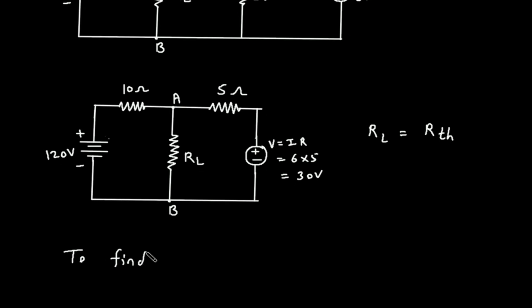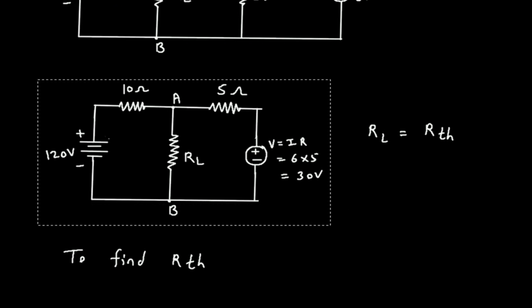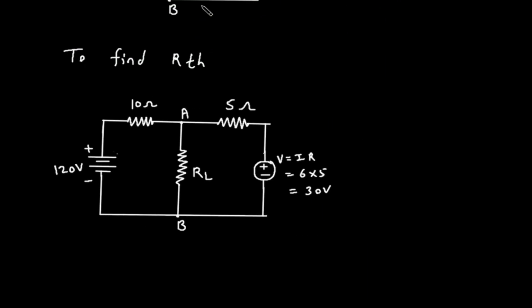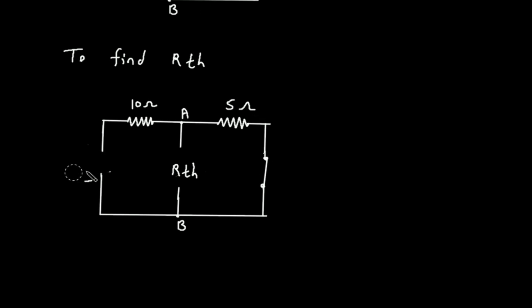To find RTH, we will redraw this circuit. Now here we have to find RTH. So to find RTH, first we have to remove this RL. And this will be our RTH. Also we have to turn off all the independent sources. So here we can see this is an independent voltage source. So when we turn off an independent voltage source, it will be a short circuit. Also this is also an independent voltage source. So when we turn off this independent voltage source, it will be a short circuit again.